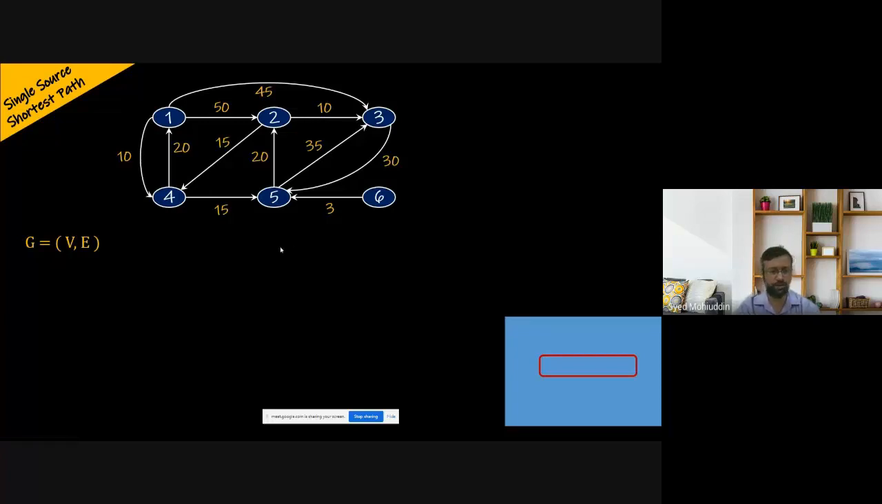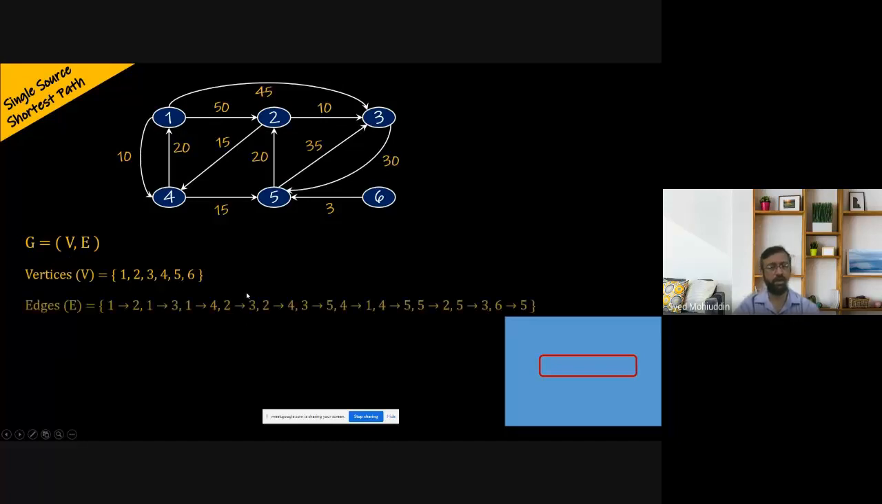So a graph is generally represented using G, with a set of vertices V and a set of edges. Here V is itself a set of vertices. We have 6 vertices here and we have edges. All these arrows represent directed edges. Remember that there is an orientation here, so this is a directed graph.